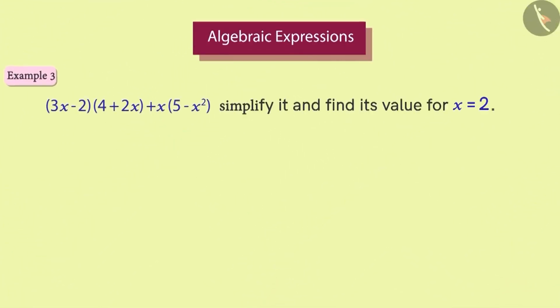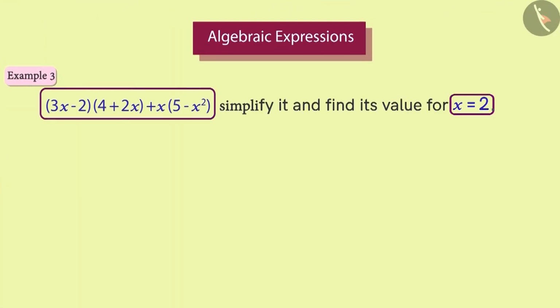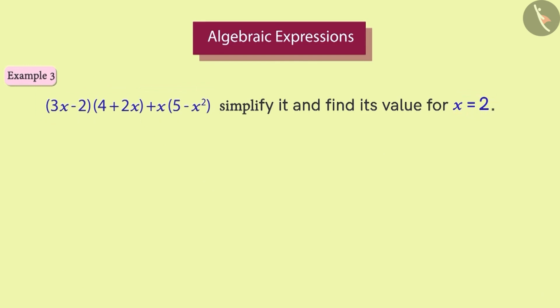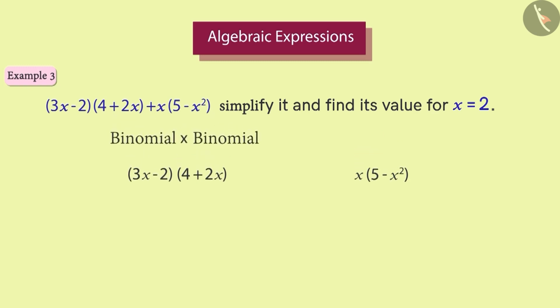Let's look at one more question. Simplify this expression and find its value for x equals 2. We can see it as two parts that have been combined to form this expression. So, let's solve them separately and then combine the results of both. Let's think about the first part. We can see that it is a matter of multiplication of binomial and binomial. We have seen how to solve such expressions.